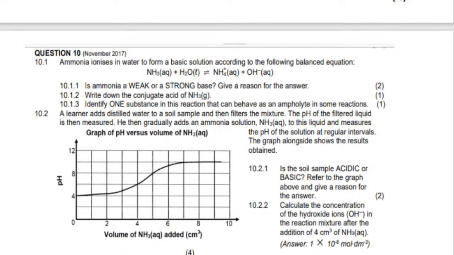But let me just give you a little bit of electrolytic cells.